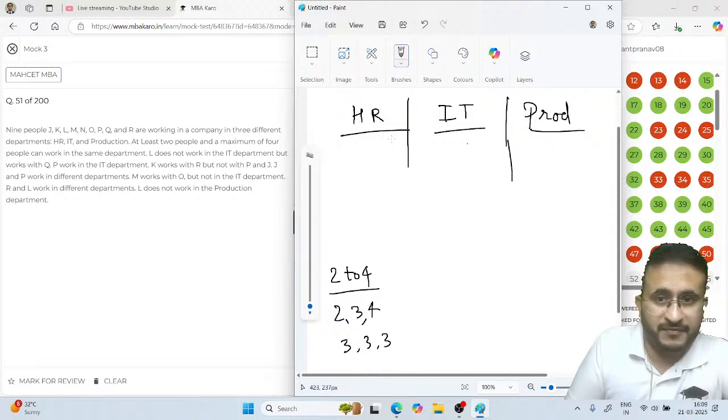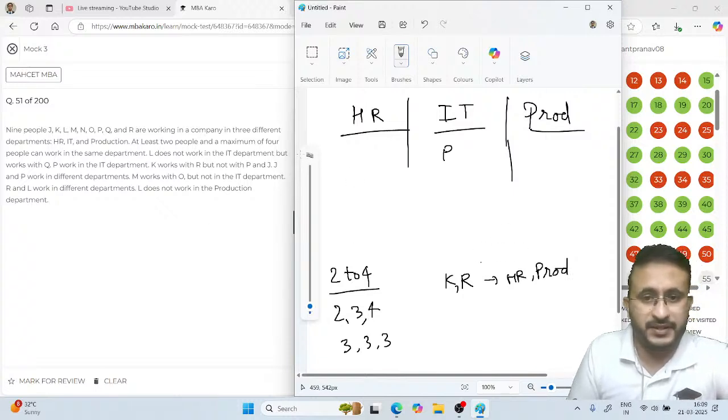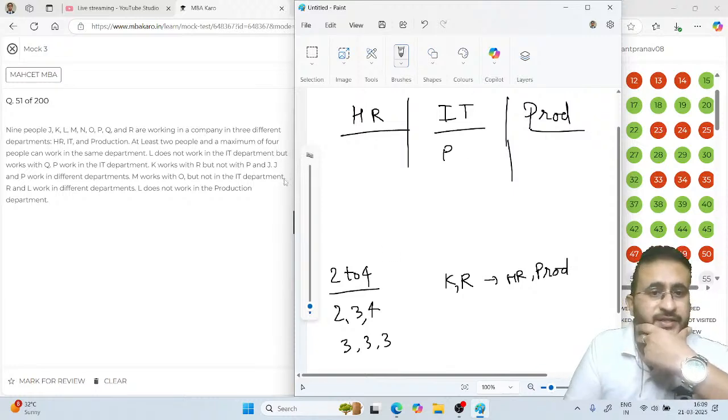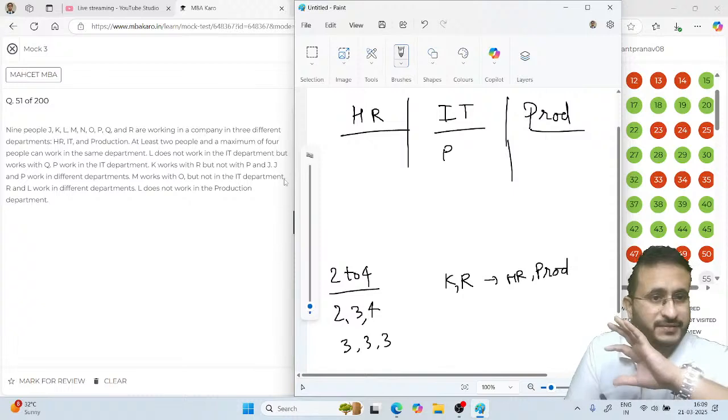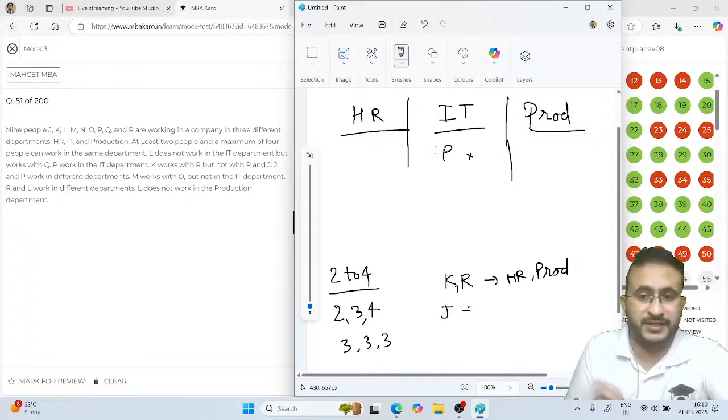So we will put like P works in the IT department. K works with R but not with P and J. Okay. So K and R will work together in HR or production. J and P work in different departments, right? Now, if you see, K does not work with P and J, and J and P work in different departments. So, J will not work here, okay? So, J will work in the third department. Like if it is in HR, so J will be in production, and if it is in production, so they will be in HR.